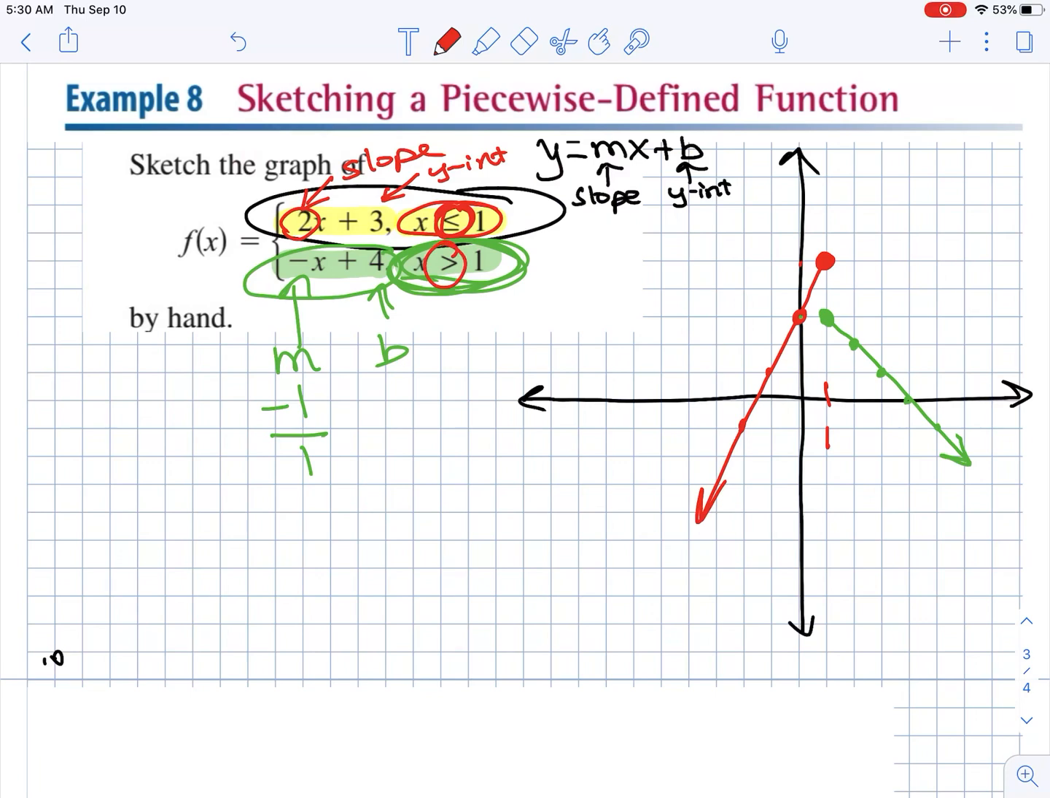It's greater than 1, so it cannot equal 1. So on that point, we're going to have an open hole, so we're not going to fill it in, okay? And that's my piecewise function. And as we're looking, just know it goes forever. At 1, it changes values, but there still is a value at 1 here. After 1, it jumps, and it goes this way.